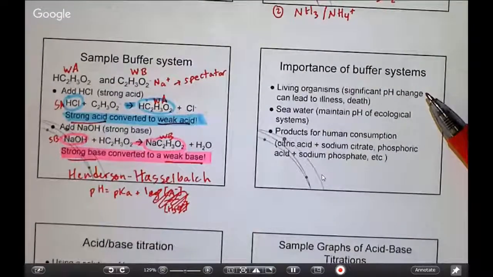Okay, and then other things like products for human consumption. A lot of your foods are going to have buffers built in. For example, citric acid and sodium citrate together. So you have the acid, which is a little sour tasting, and the sodium citrate will help to balance that in terms of pH. Or phosphoric acid and sodium phosphate. You guys know like Coca-Cola has phosphoric acid in it?